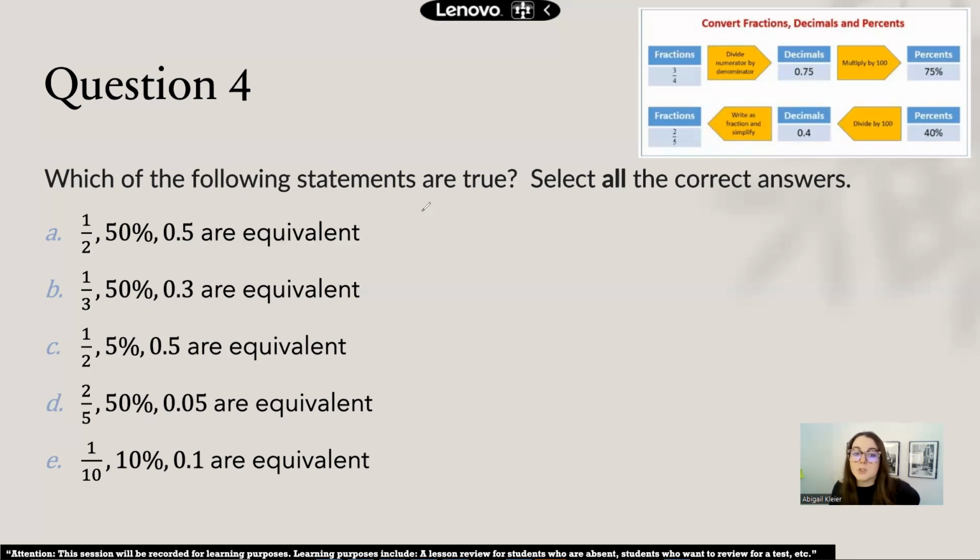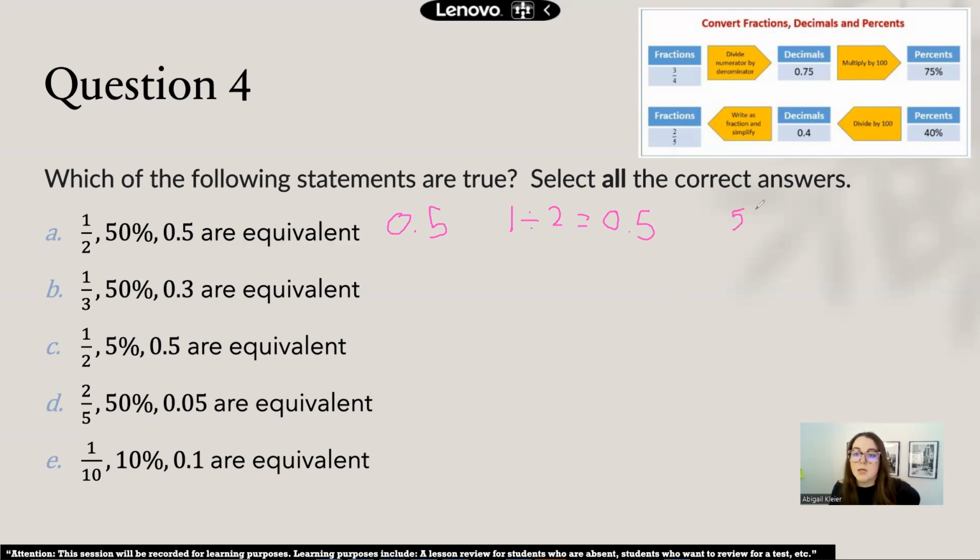So what I'm going to do in order to solve this is I'm going to use that baseline of a decimal as what I compare everything to. So let's see, does 1/2 equal 0.5? That's what I'm going to look at first. Yes, it does. If I divide 1 divided by 2, I get 0.5.